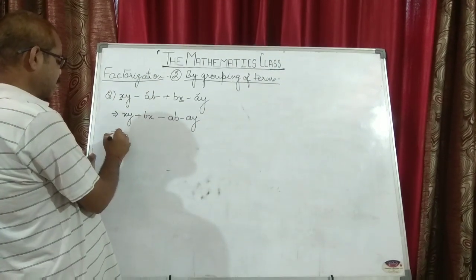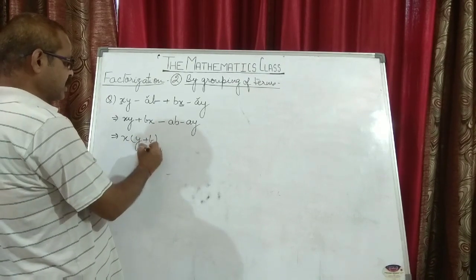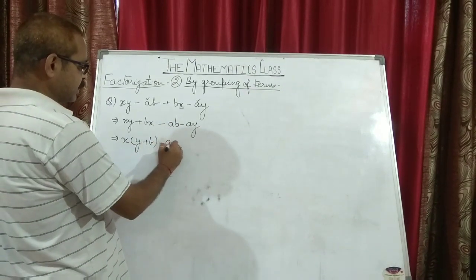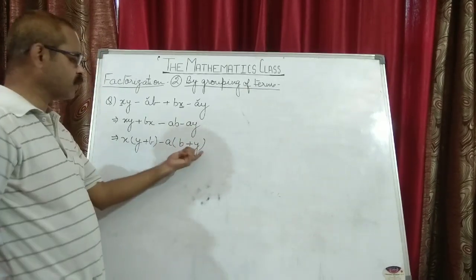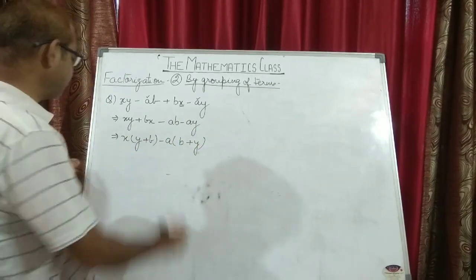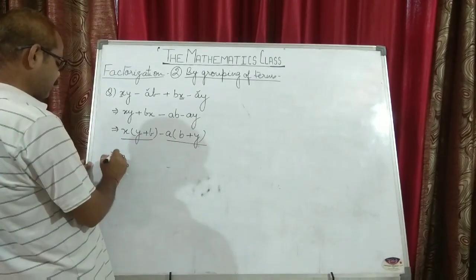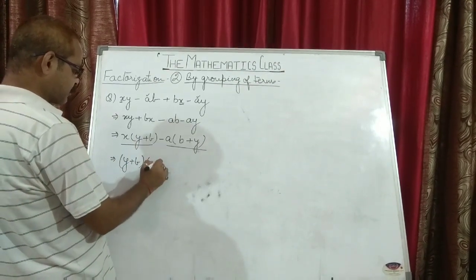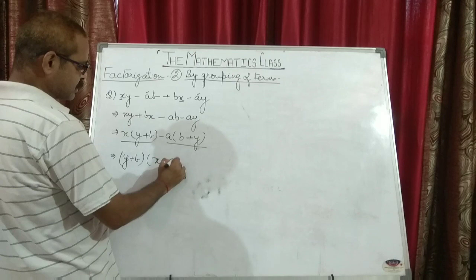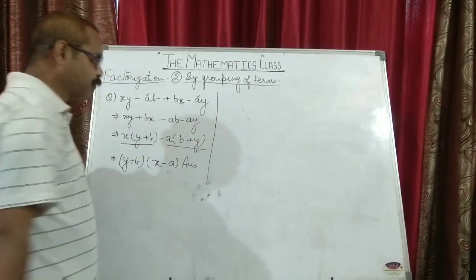Now in this, x is common. What is left? y + b. From here we can take minus a common. What is left? b + y. b + y or y + b is the same. It means from these two we can take (y + b) common, and what is left? (x - a) is left, and that is the final value.